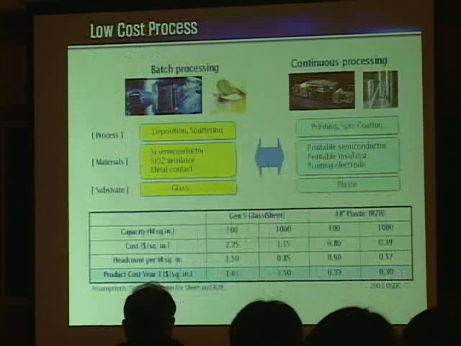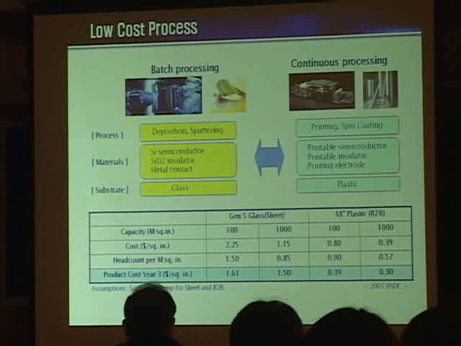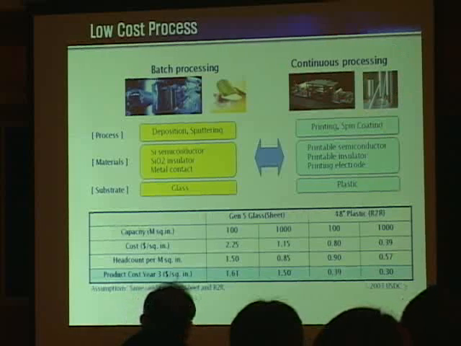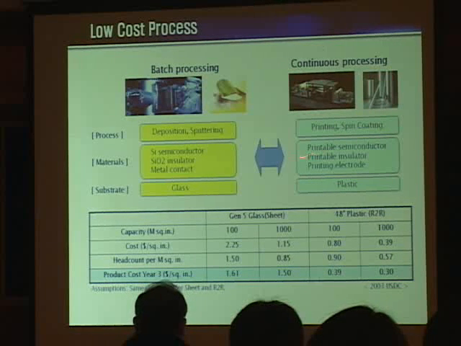Next slide, please. Many people often want to change the batch-type process to the continuous roll-to-roll process, but from common photolithography, we cannot realize this kind of roll-to-roll process. So every procedure should change to the printing or spin coating method. From this change, we can save lots of cost. If you see this table, you can find that a lot of cost will be reduced if you change from Gen 5 glass to the 48-inch plastic roll-to-roll process.